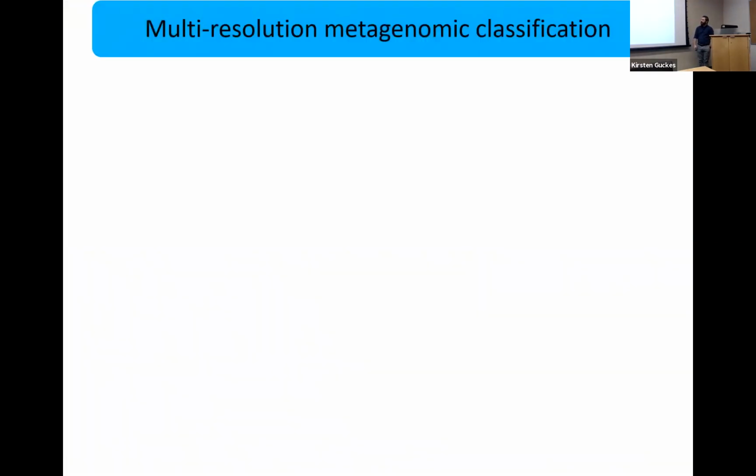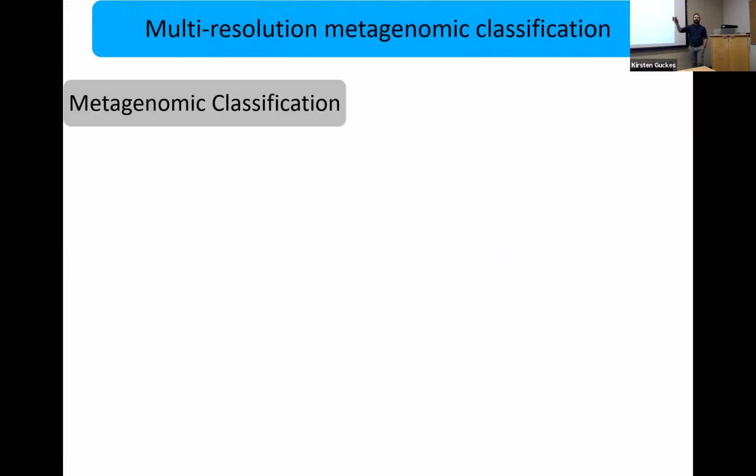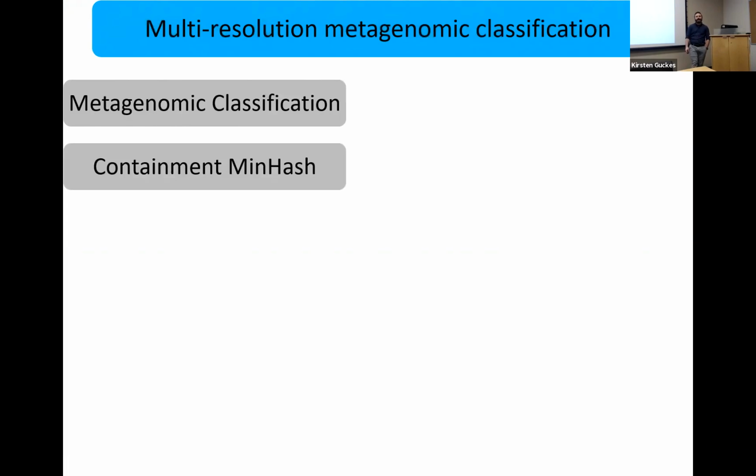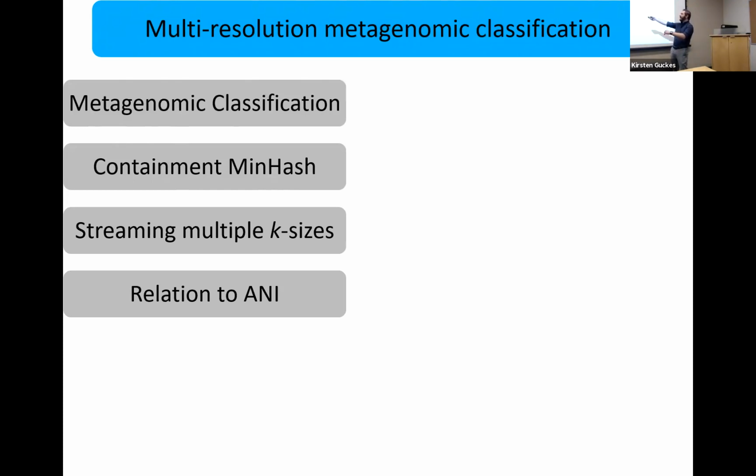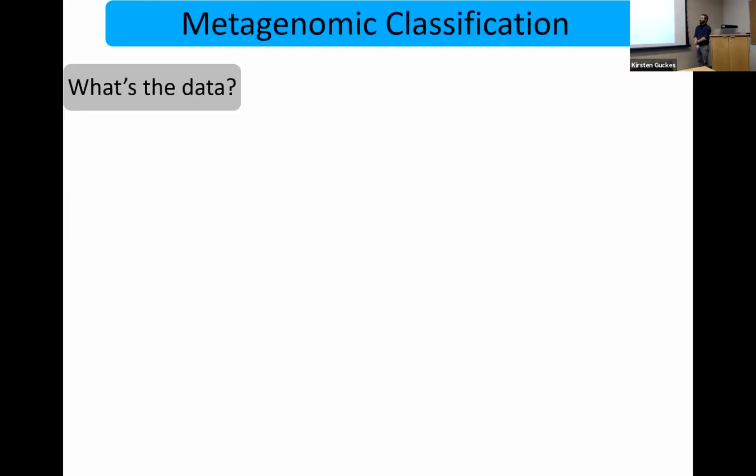So the basic idea for this talk is I'm going to briefly talk about what I mean by metagenomic classification. And then we're going to move on to the actual computational technique, which is this thing called Containment MinHash. And after that, I'm going to talk about how you can use this technique over a bunch of different resolutions, from very fine resolution to very coarse-grained resolution. That is going to be streaming multiple k-mer sizes. And then lastly, I'm going to relate it to the average nucleotide identity. So it's going to take this sort of conceptual quantity called Containment MinHash and relate it to something that we all know about. So starting at the beginning, metagenomic classification.